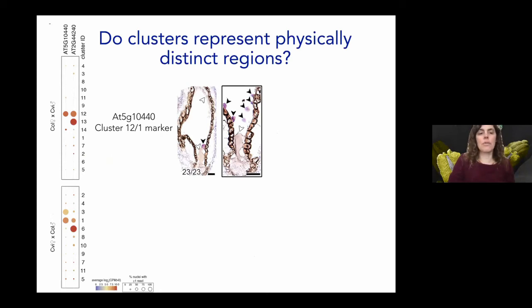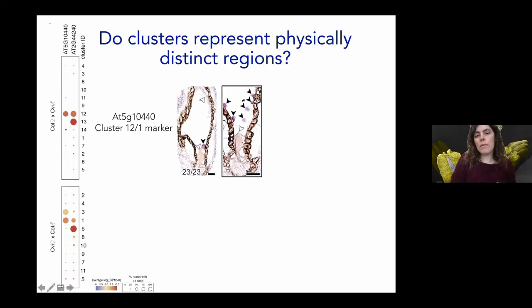I'll just show you the results for 2 marker genes. Again, we were interested in this finding that it looked like there were multiple callosal endosperm clusters in our data. So this gene, AT5G10440, came out as specific to one of those clusters, cluster 12, and cluster 1 in the reciprocal cross.